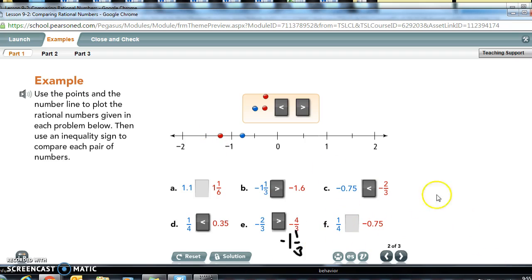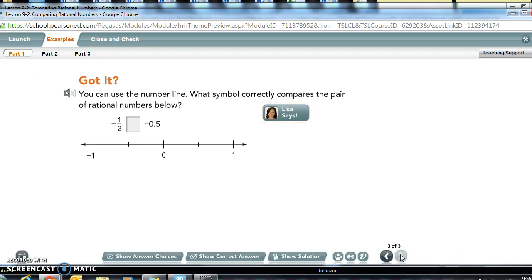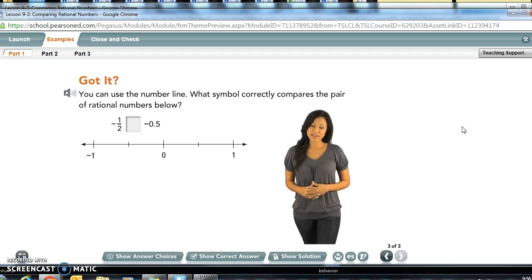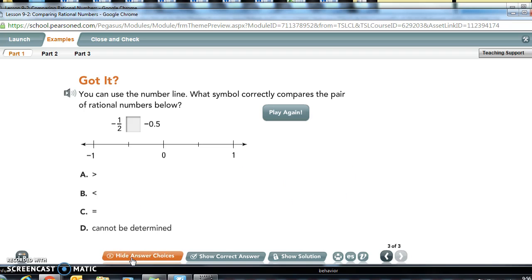Okay, go ahead and try this last one. We have a positive number and a negative number. What will go into F? Go ahead and freeze if you need to, and I am going to move on. You can use the number line. What symbol correctly compares the pair of rational numbers below? Number lines are great for comparing negative numbers. Even if I don't have a pencil and paper, I can close my eyes and picture any number line I want in my mind. Go ahead and try this one. Okay, which one of these symbols should go in there? When you are done, I'm moving on to part 2.